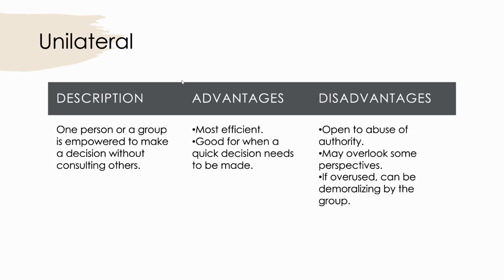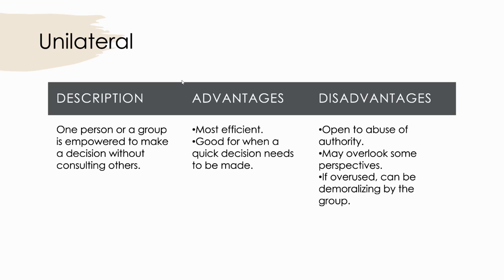Of course, we all know about unilateral decision making. Unilateral means just what it says. One person or a group is empowered to make a decision without consulting others. Because only one person is making a decision, this is the most efficient way to make a decision. This can be useful when a quick decision needs to be made.